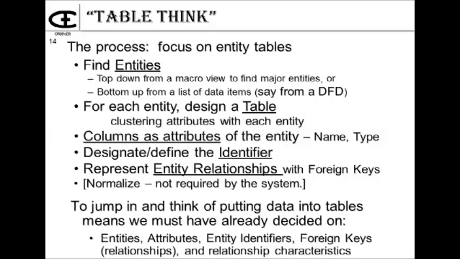And in the relational model, all of the relationships between entities have to be cast in foreign keys. The relationships that are already in the table, I don't have a problem with, because it's there. It doesn't need a foreign key. A foreign key is only needed when there's a relationship across tables. To jump in and think of putting data into tables means we must have already decided on what are the entities, what are the attributes, what are the identifiers, what are the foreign keys, and what are the characteristics of all the relationships. Then I'm ready to put it into a table.